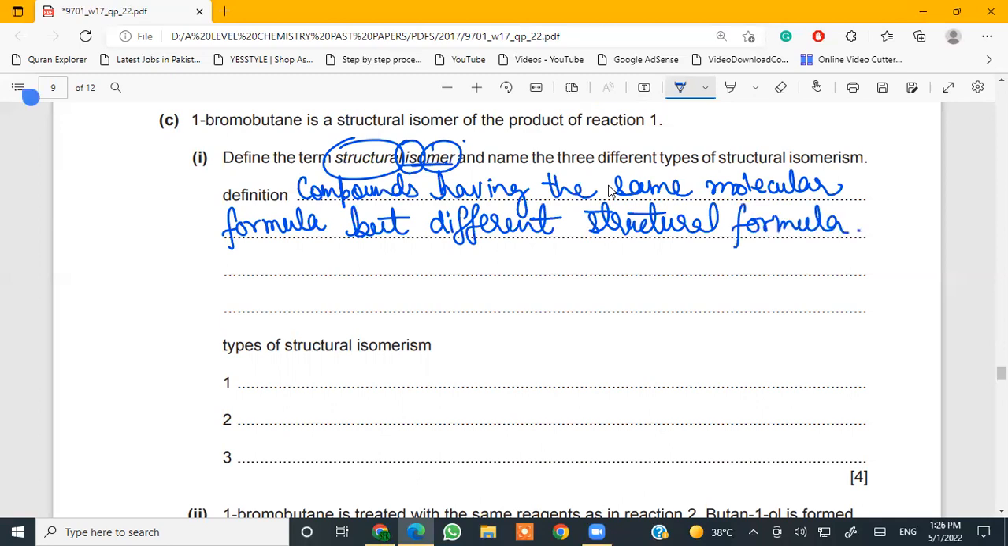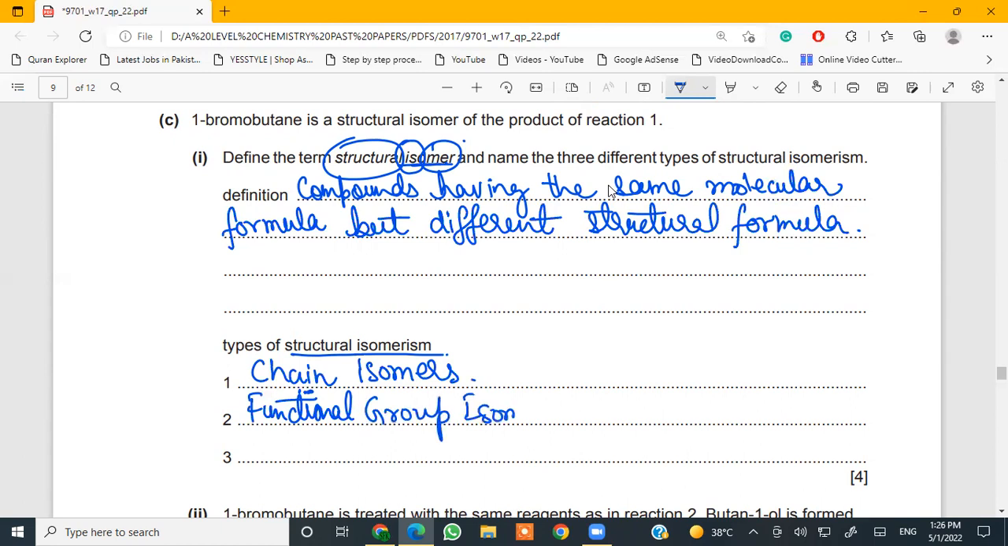And what are the different types of structural isomerisms that we've done in our course? So we have the chain isomers, right? We've got functional group isomers. If you guys don't know the details of this, you can buy the paid course, and then it has all the detailing available. Functional group isomers, chain isomers, and positional isomers. Okay, these are the three types of structural isomers.